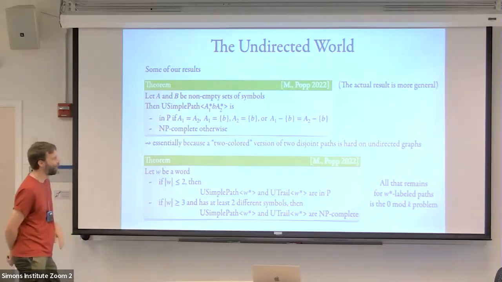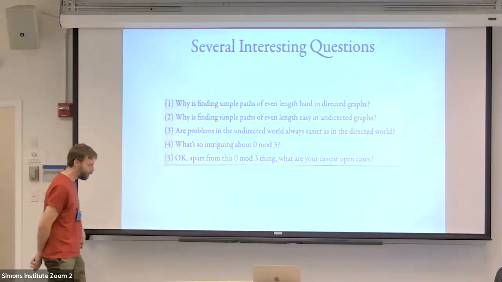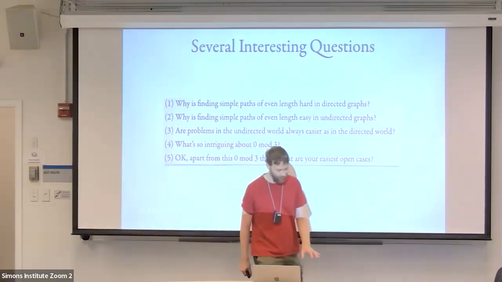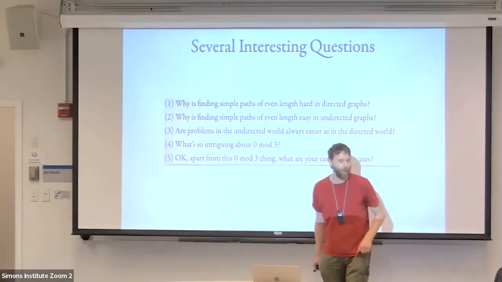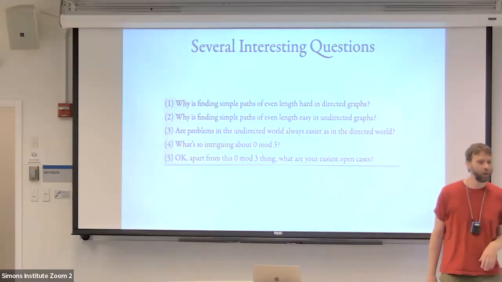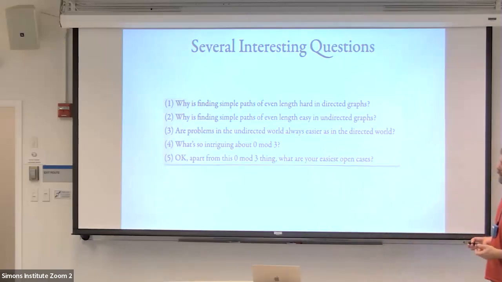Okay. Fine. So now we are in a situation where you came up with lots more questions than I thought, but I thought that at this point you would have at least these kinds of questions. So first of all, I know I've been talking about these simple paths of even length. Why is this hard in directed graphs? I can show you a proof in one slide. Why is this problem easy in undirected graphs? I can also give you a proof in one slide.